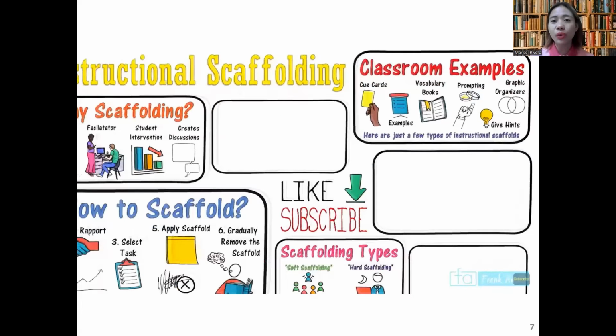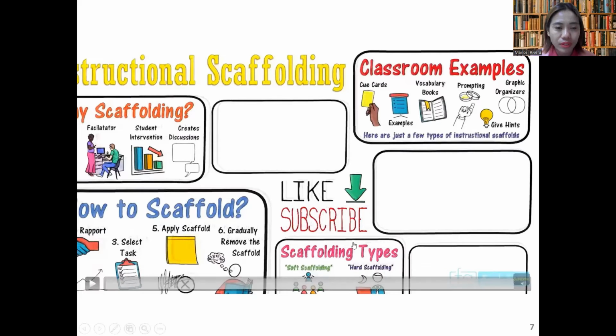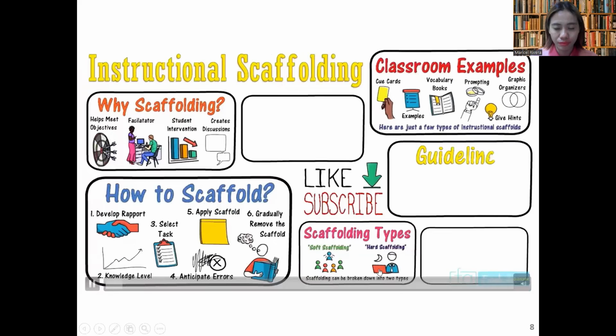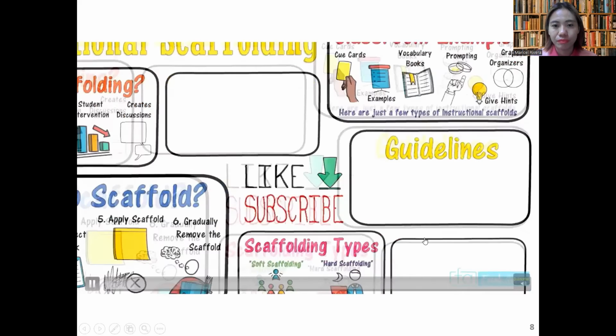Okay, we do have also classroom examples. You can have cue cards as a technique to scaffold. Students' learning examples are also good. Vocabulary books, prompting, and graphic organizers, giving students hints. Those could also be examples of scaffolding. Continuing, we'll take a look at some scaffolding guidelines for educators to follow.